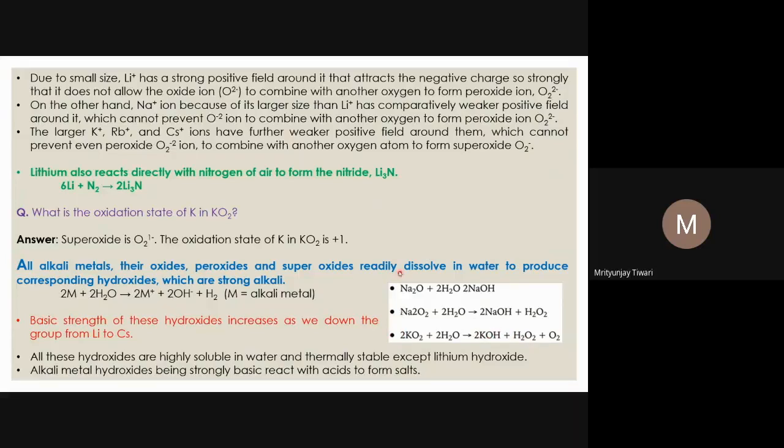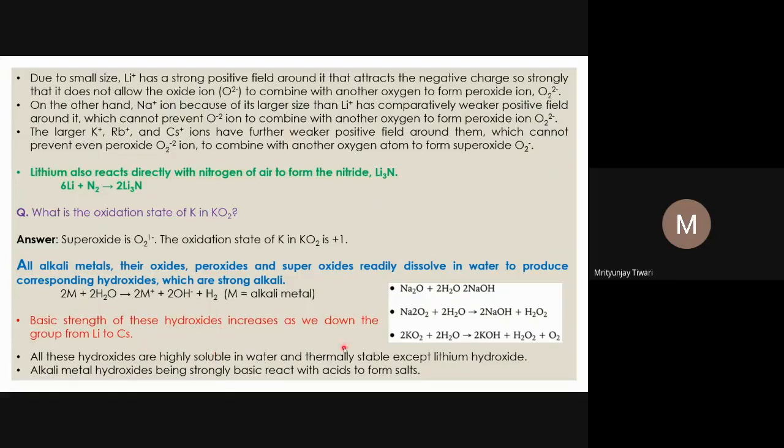So all the oxides of alkali metals, when they are exposed to water or moisture, form alkalis, bases, their hydroxides. And not only the oxides, even the pure alkali metals, when they react with water or moisture, also form these hydroxides. This is M plus OH minus, meaning MOH, like NaOH or KOH.